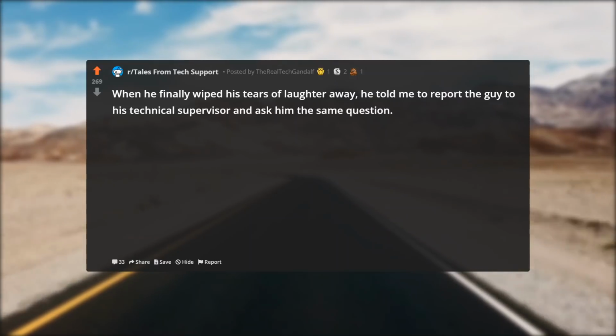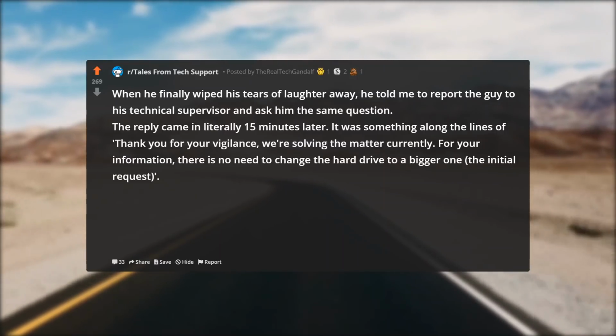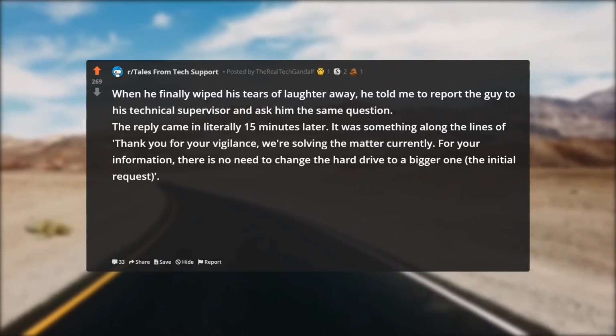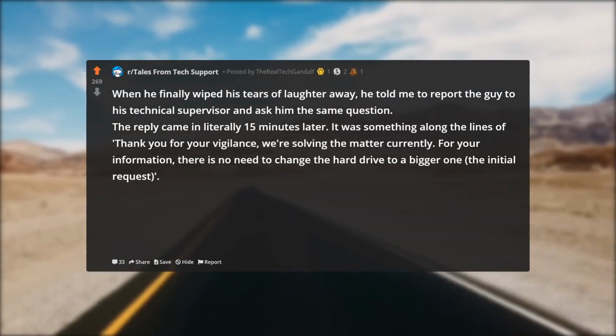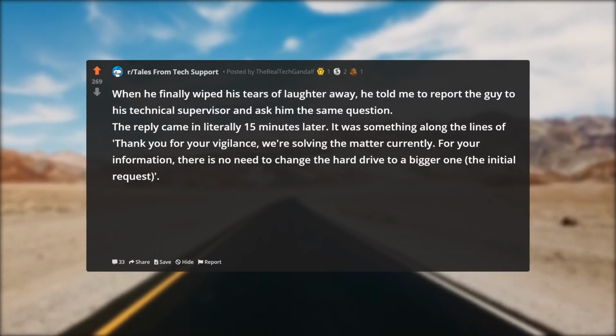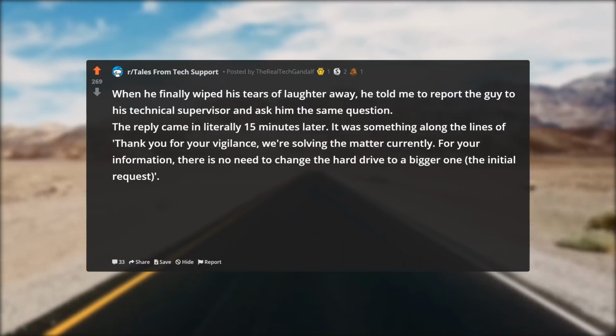When he finally wiped his tears of laughter away, he told me to report the guy to his technical supervisor and ask him the same question. The reply came in literally 15 minutes later. It was something along the lines of "Thank you for your vigilance, we're solving the matter currently. For your information, there is no need to change the hard drive to a bigger one, the initial request."